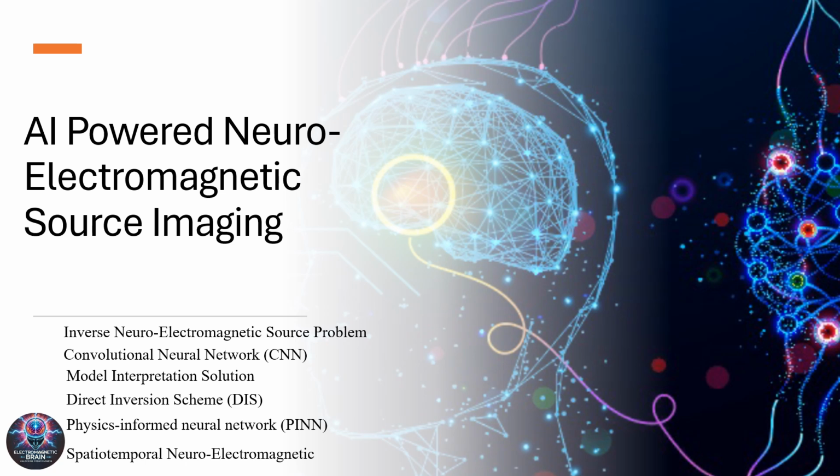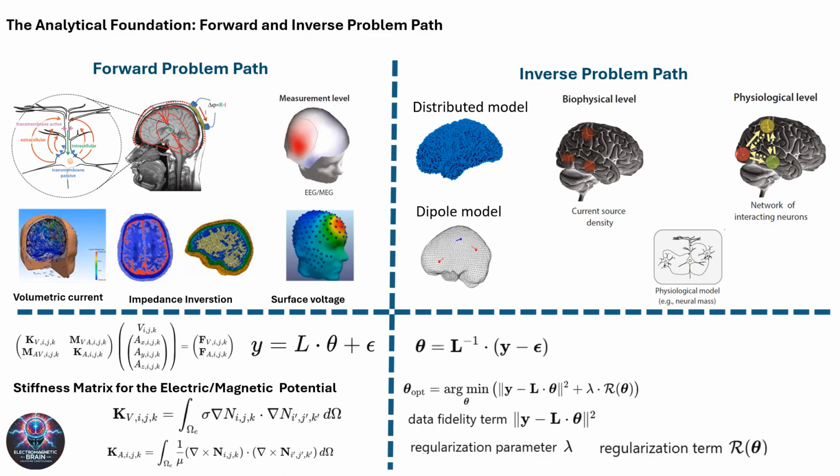The applications of this technology span from real-time functional mapping to advanced monitoring and diagnostics in clinical settings. Let us dive deep into each aspect of this work. This comprehensive integration of AI and neuroscience opens new horizons for understanding and decoding the human brain, pushing the boundaries of neuroelectromagnetic source imaging.